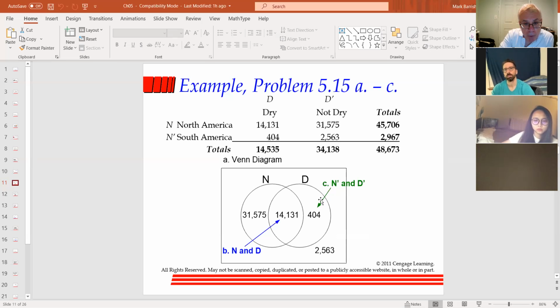They made a mistake here, by the way. Not N and not D should be this here, 2563. They're pointing to the wrong one here. All right. This 404 represents what? This is D and not N. This should be D and not N. This here is not D and not N. This, by the way, is the complement of the union of these three.